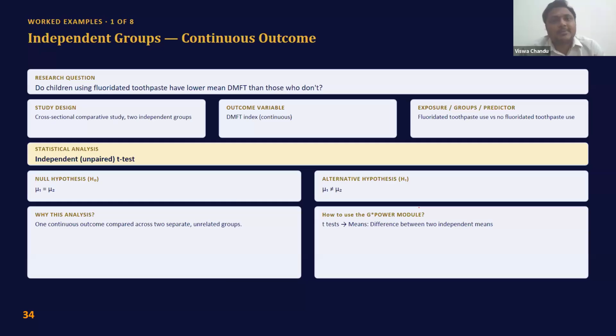Now we will see a couple of examples and then consolidate. So here the question is, do children using fluoridated toothpaste have lower mean DMFT than those who do not? The study design is a cross-sectional study, and I am willing to use a 2-sample or independent samples t-test. My outcome variable is the DMFT index, which is a quantitative variable.